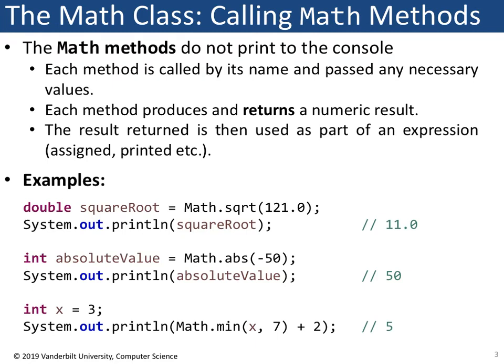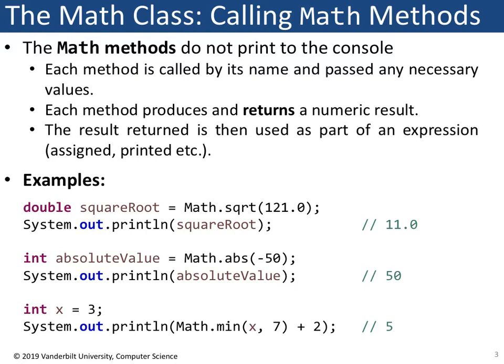So when we return, these values are not inherently printed to the console. Each method is called by its name and is passed any necessary arguments, and each method produces and returns a numeric result. Now that result, as we said, is not necessarily printed to the console unless you issue a println command to print it to the console. The result of the mathematical operation is returned, then can be used as part of a greater expression, such as assignment or printed or any other expression.